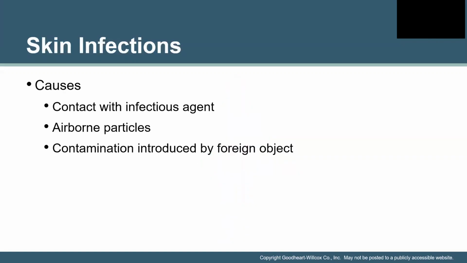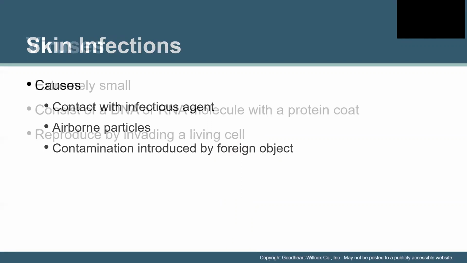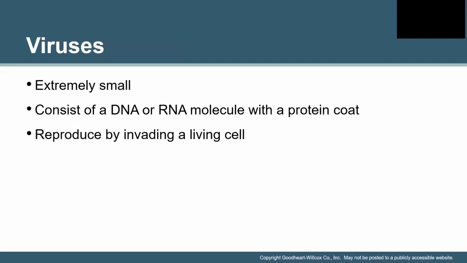When we're talking about skin infections, they can be caused by contact with an infectious agent that is present on another person or surface, but they can also come from airborne particles like viruses or bacteria, or a contaminated penetrating object. So viruses are extremely small. Also, they are not classified as living. It's actually like a protein capsule around genetic material.